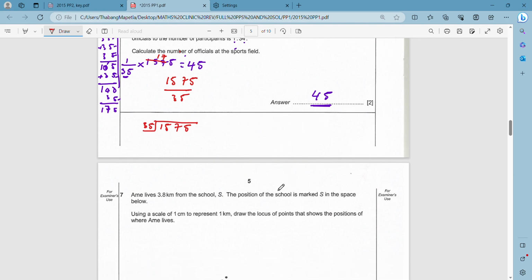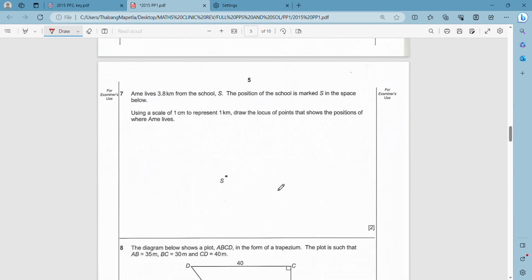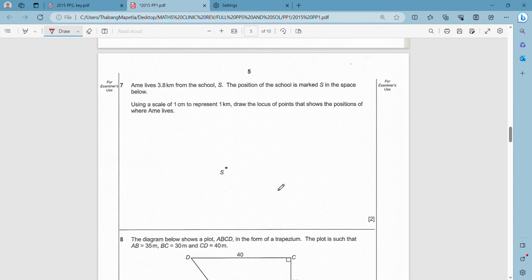So moving on to the next one, question number 7. This one is loci and construction, and by the way, I'm really sorry I don't have the instruments for that. The laptop I'm using now is not allowing me to install anything, so I'm sorry about that. Let me just explain it, you guys will draw that yourselves.